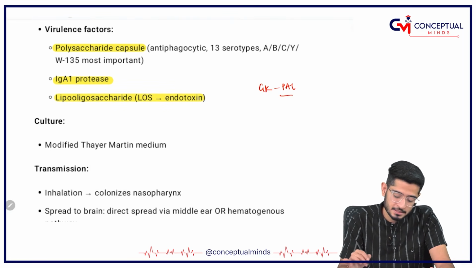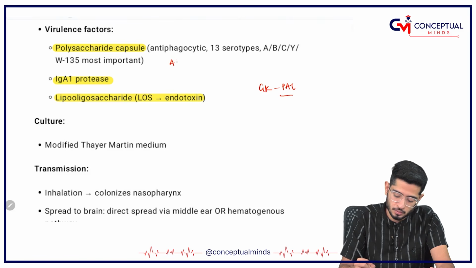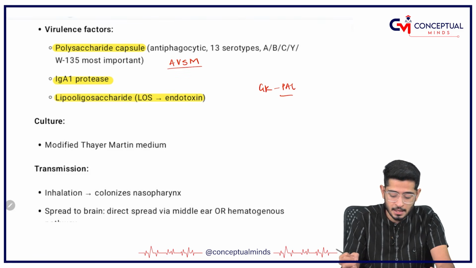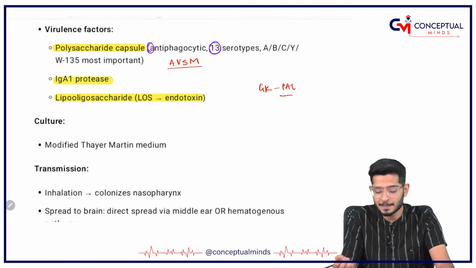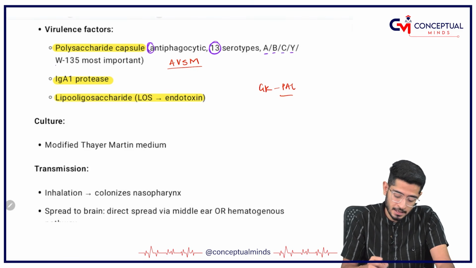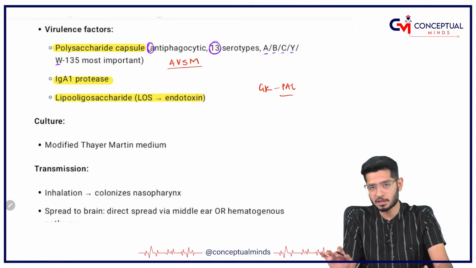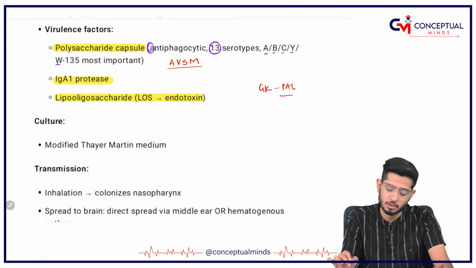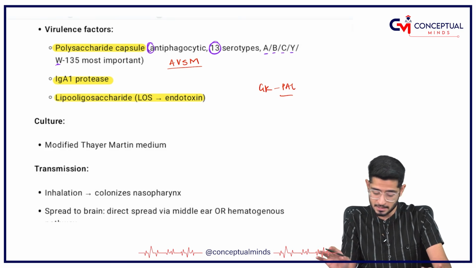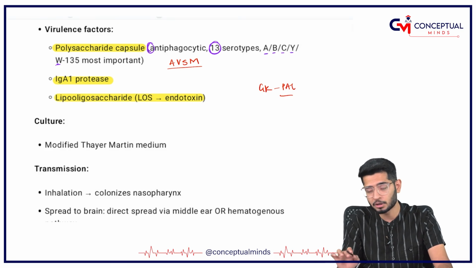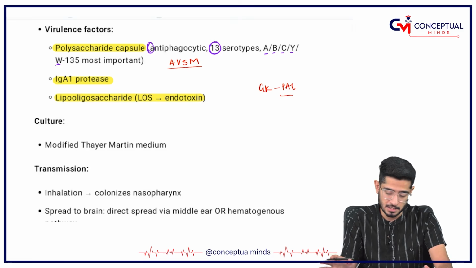But the polysaccharide capsule is important, and I always teach students to recite ASV for capsule. So what does that mean? A for antiphagocytic, V for virulent, and S for serotypes. How many serotypes are there? 13 serotypes are there, in which A, B, C, Y and W are very important serotypes, and you have to keep it in your mind whenever you are discussing meningococcus. A, B, C, Y, W. It's important, important, important and very important. A, B, C, Y and W for meningitis.